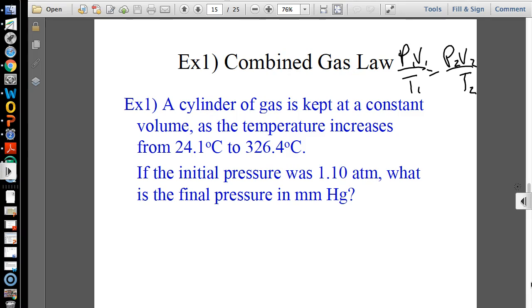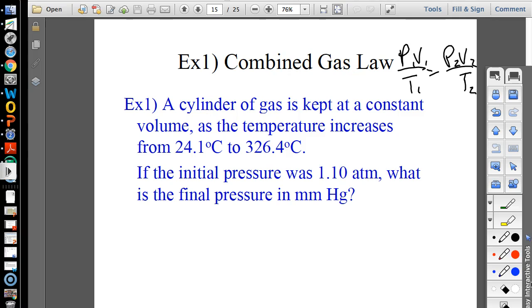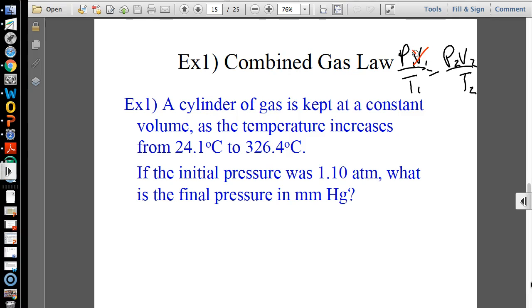So let's read this. The cylinder of gas is kept at constant volume. Which one of these am I not going to need to use at all? If it's kept at a constant volume, is it going to change? No. So I'm immediately just going to X that out. I'm left with P1 over T1 equals P2 over T2. Do you see how I did that? Was that a magic trick? Sometimes we'll need to use all three, but if it says this stays the same, then you don't need to use that one. You can just mark it out because it's not going to change anything.